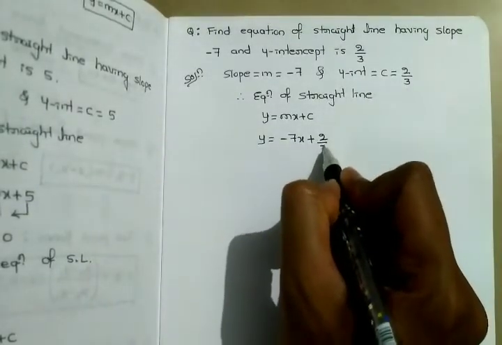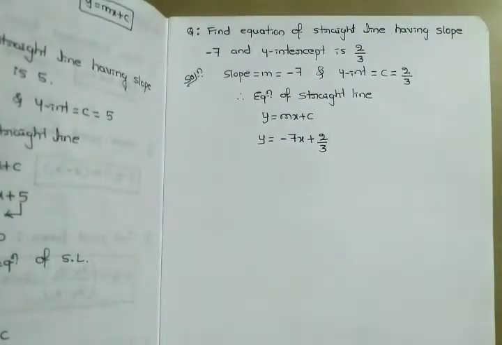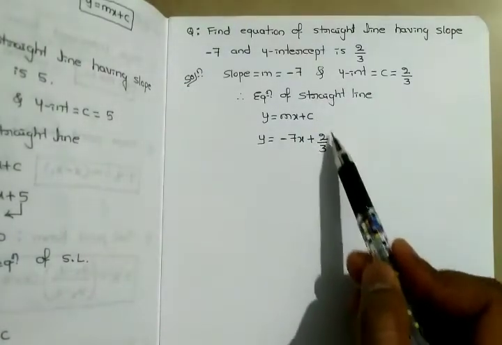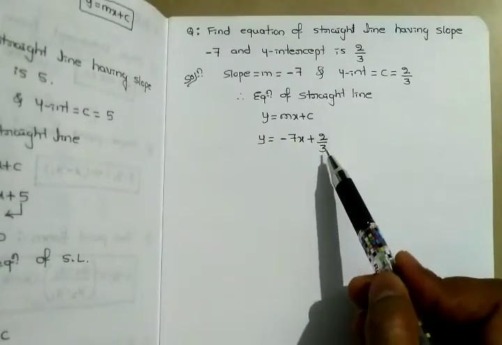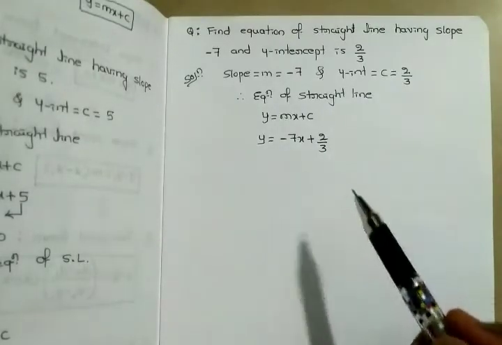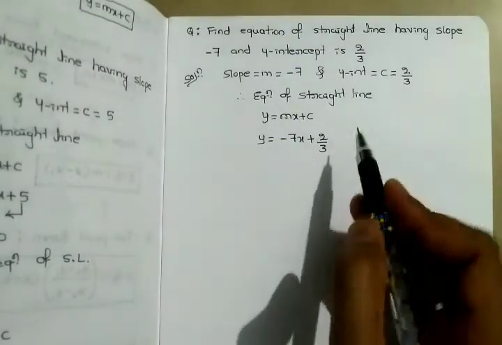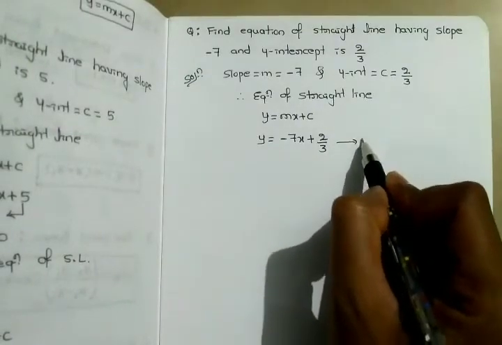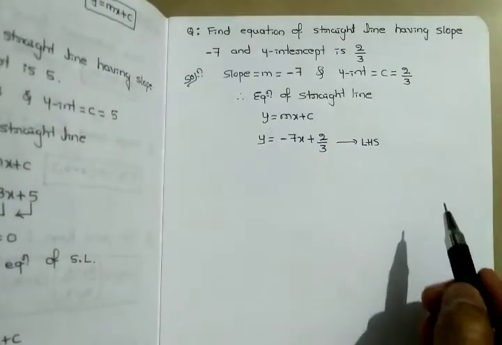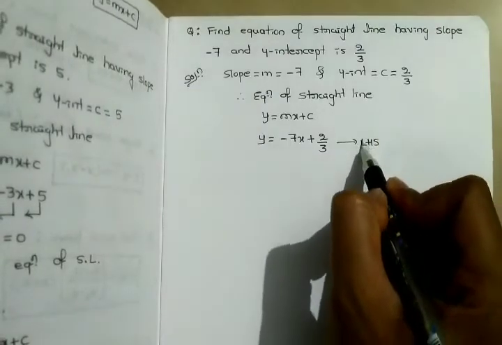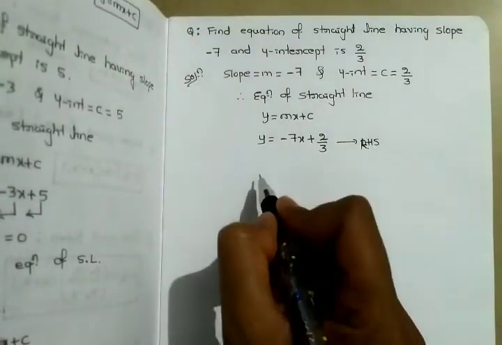2 divided by 3. But see here, c is in fraction value, correct? 2 divided by 3. So in the next step, what to do? We need to take the LCM on the right hand side.